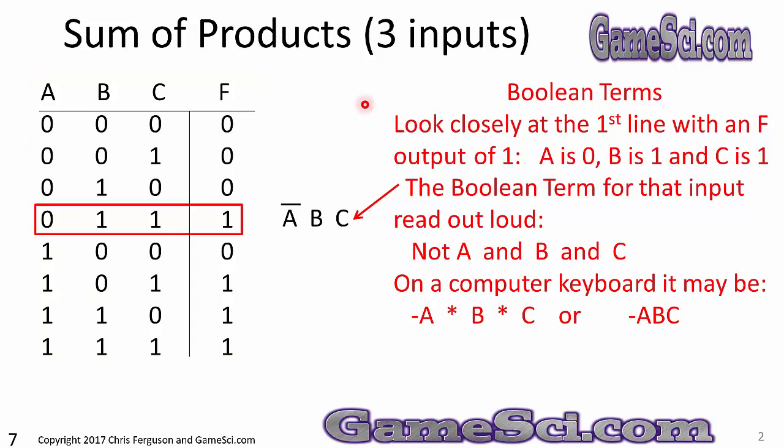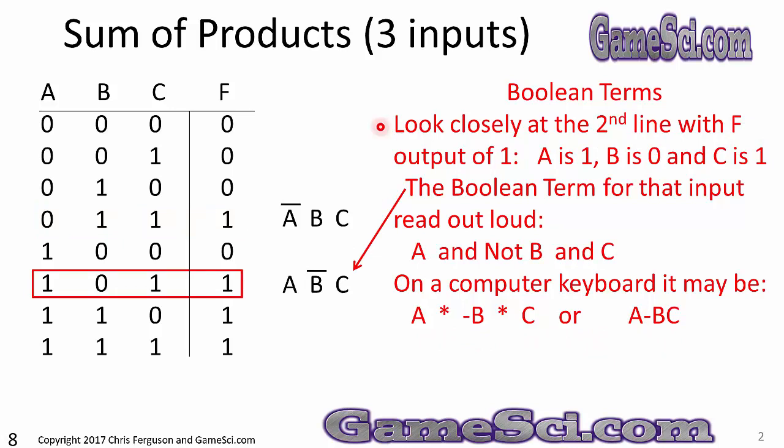Boolean terms. Look closely at the first line of the truth table, F output of 1. A is 0, B is 1, C is 1. The Boolean term for that input read out loud: not A, and B, and C. On a computer keyboard, it might be typed this way.